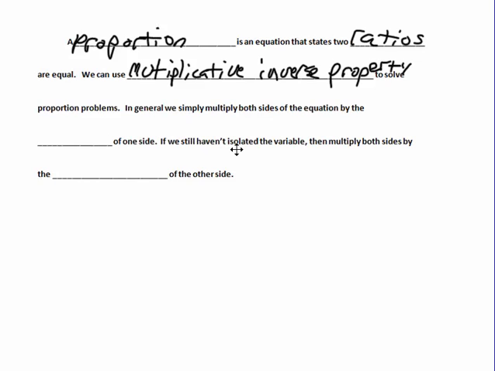In general, we simply multiply both sides of the equation by the denominator of one side. And if we still haven't isolated the variable, then multiply both sides by the denominator of the other side.